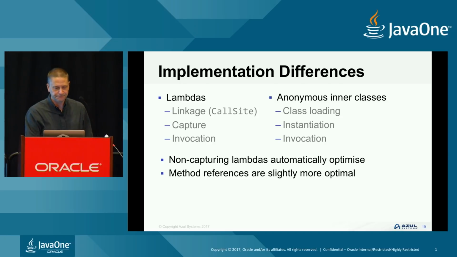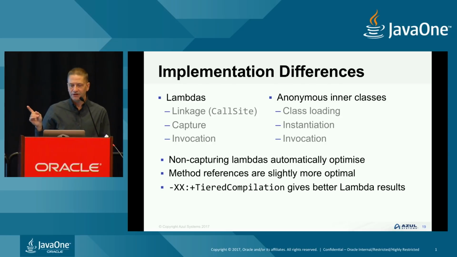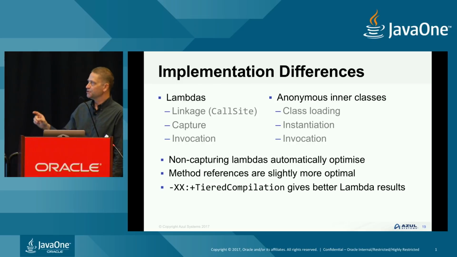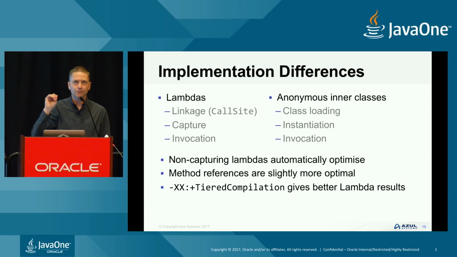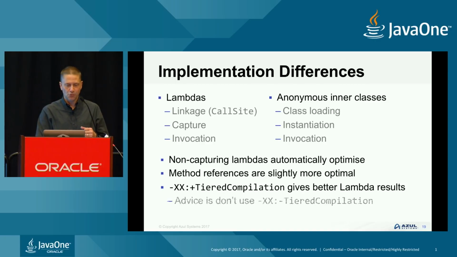explicit lambda expression. The other thing that they found in terms of doing their analysis was that tiered compilation gave better results with lambda expressions. Now, the point is that tiered compilation is turned on by default, so the advice really is don't use -tiered compilation. Don't turn tiered compilation off if you want better performance from your lambda expressions.